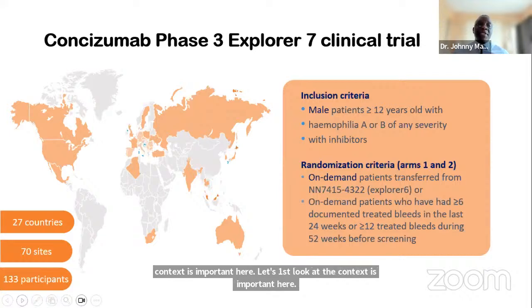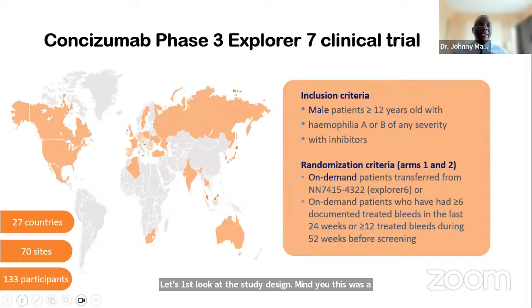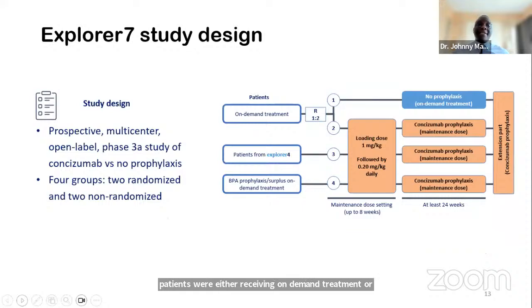Just to remind you, this was a multi-center study, including 70 sites in 27 countries. It accrued a total of 133 patients, and they included, in Explorer 7, male patients who were 12 years and older with hemophilia A and B of any severity with inhibitors. And the patients were either receiving on-demand treatment or what we would call prophylaxis if they were getting prophylaxis.